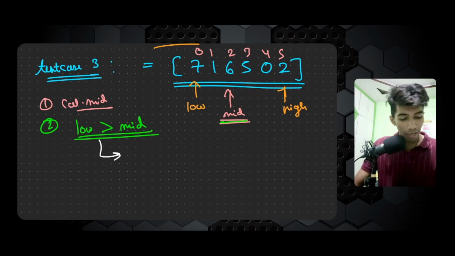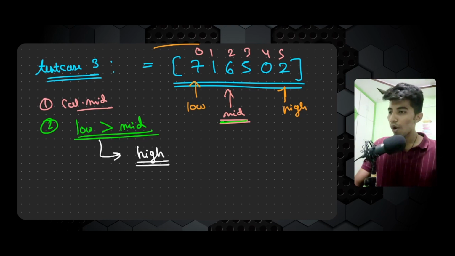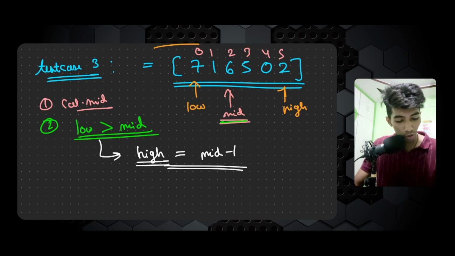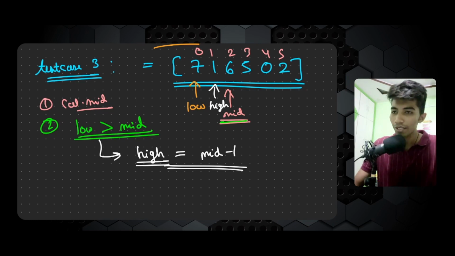Now in this particular case we will first change the value of high. To where will we change the value of high? We will change the value of high to mid minus 1 first of all. So this high will be moving to here. Easy guys, understanding this particular test case now.